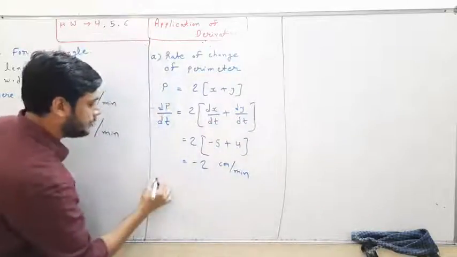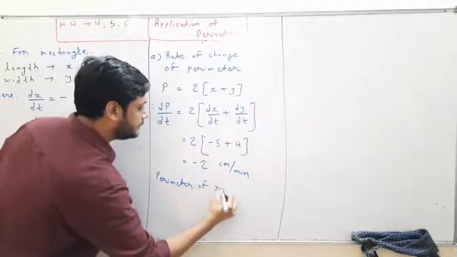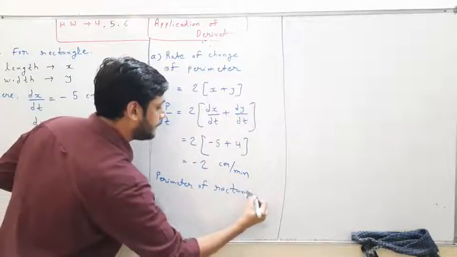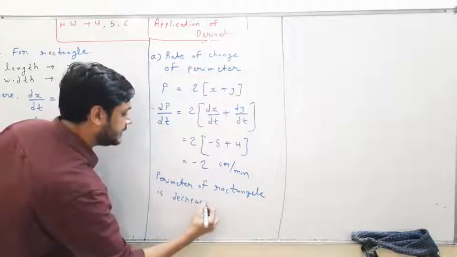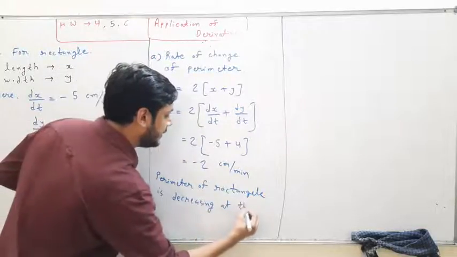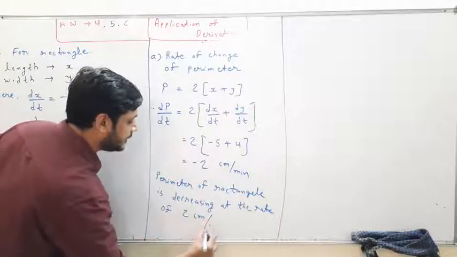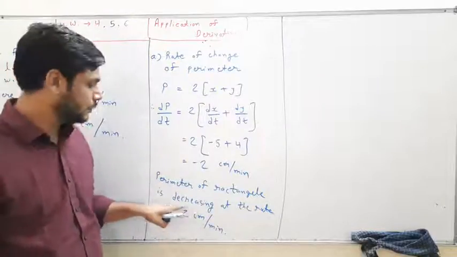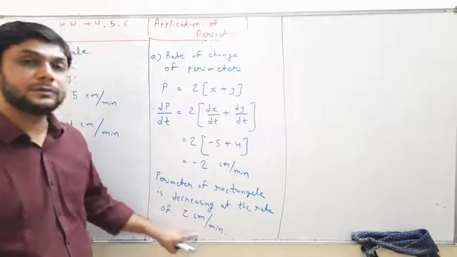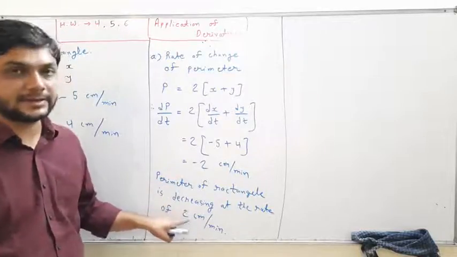So your answer is the perimeter of the rectangle is decreasing at the rate of 2 centimeter per minute. The minus sign indicates it is decreasing. So we write that it is decreasing at the rate of 2 centimeter per minute. After writing decreasing, do not write the minus sign. Minus indicates that it is decreasing.